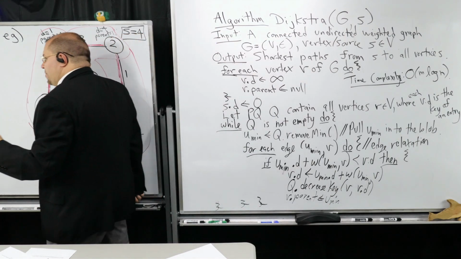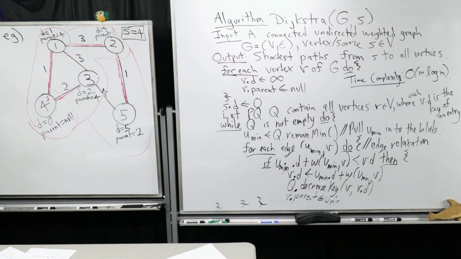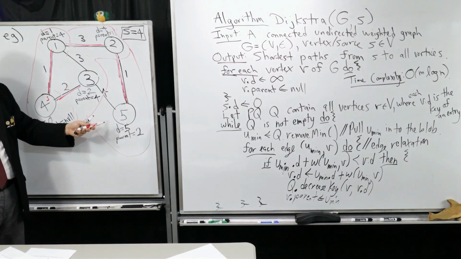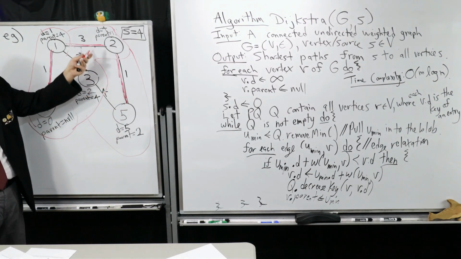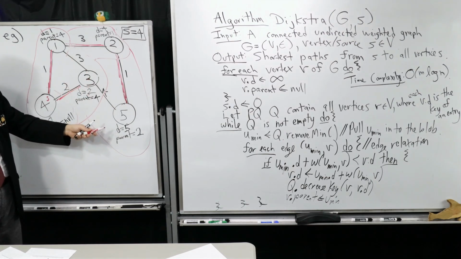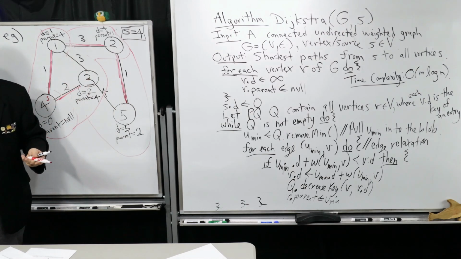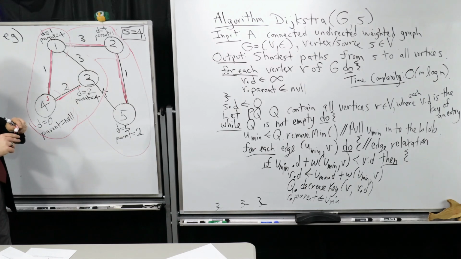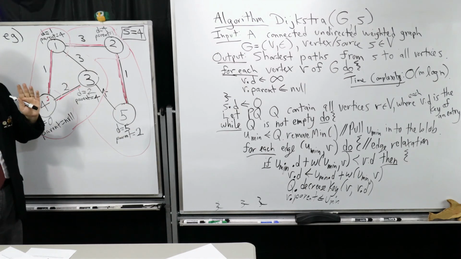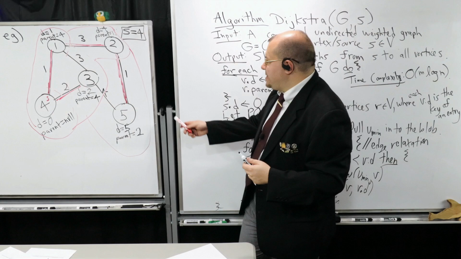And of course, you could go through all the incident edges again and perform relaxations, but you'll notice that none of them would get updated. It would be 5 plus 1 is 6. That's larger than that. 5 plus 4 is 9. That's bigger than 2, right? So you wouldn't relax these edges. That's the thing I'm really getting at. But yeah, here's an example execution.